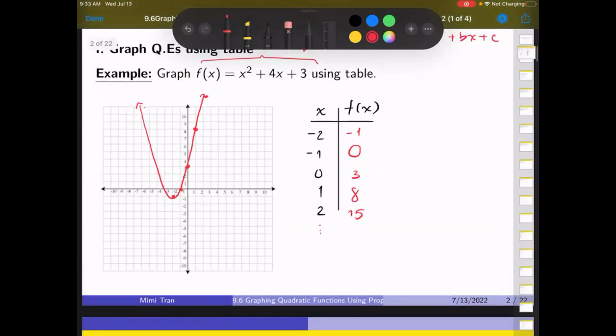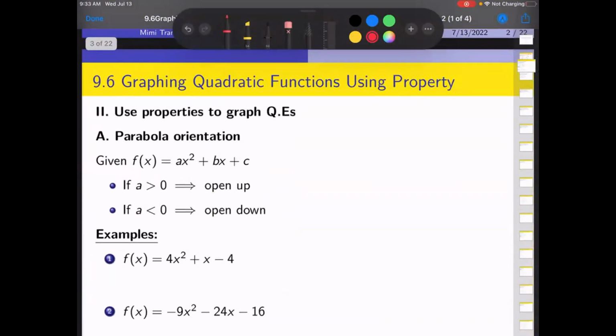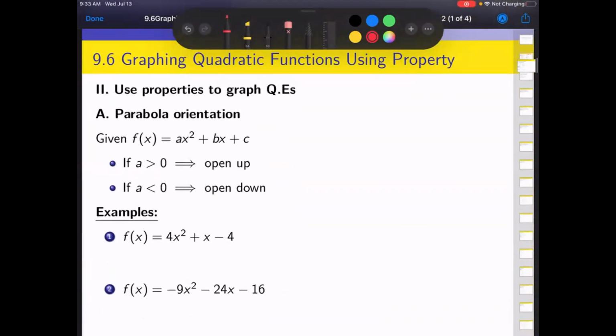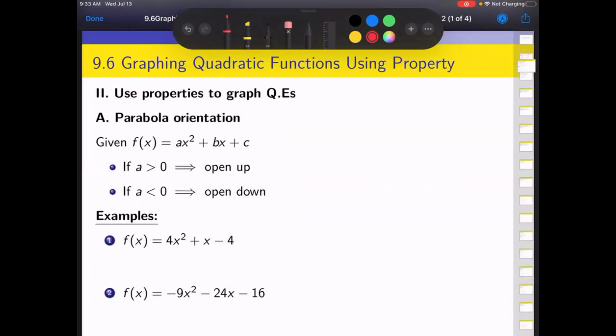All right, so now we're not gonna do the t-table, but we're gonna use the properties of quadratic equations. So first, here's a little breakdown of how you come up with the parabola without plotting points. If I have the general form, if a is positive, then your graph is gonna open up. I like to call it a smiley face. If a, the coefficient of x squared, is negative, then it opens down. Sad face.